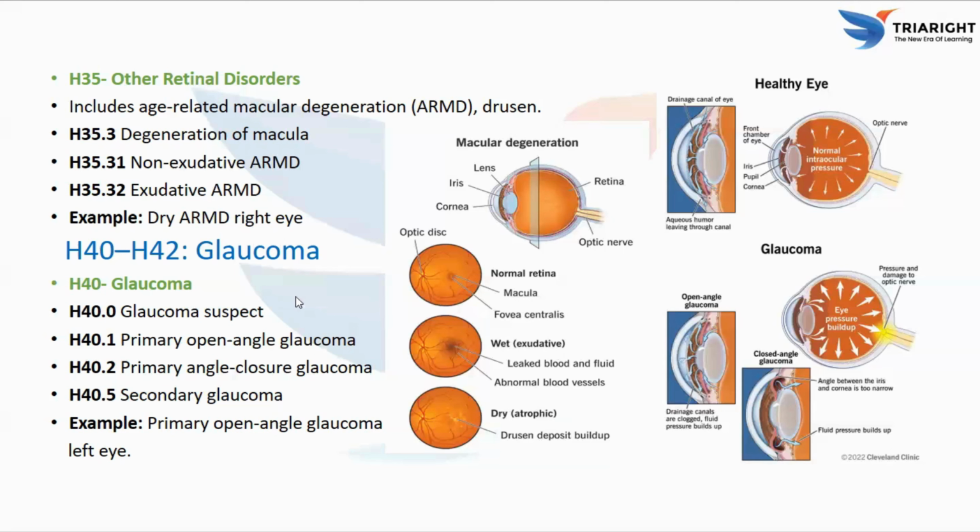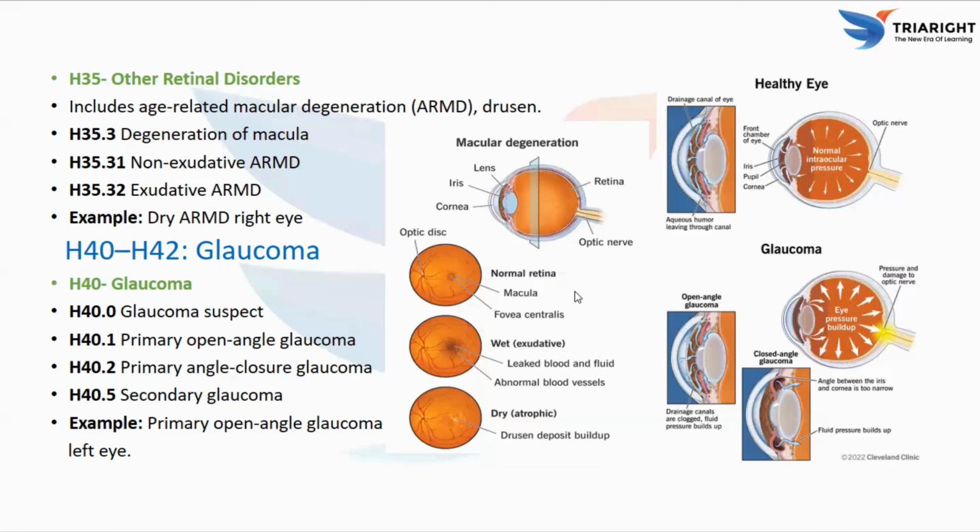So next is the H42 category, glaucoma. What is glaucoma? Glaucoma is a group of eye diseases with increased pressure inside the eye. What pressure? Intraocular pressure. This pressure causes optic nerve damage. Why does this pressure increase generally? Because the fluid, the aqueous humor, is produced inside the eye. It normally drains out through the canals. If the drainage is blocked, this fluid builds up. Then the pressure increases, which leads to optic nerve damage.